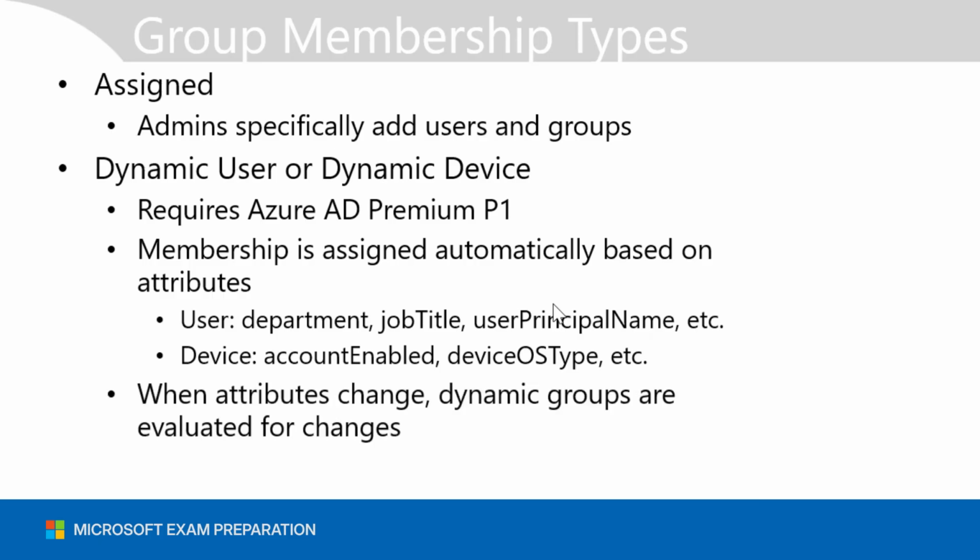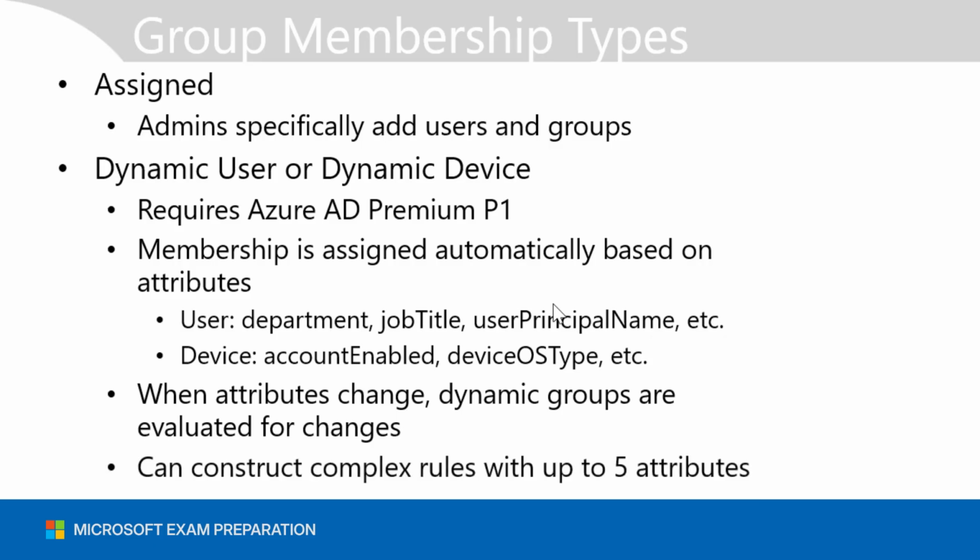The nice thing about dynamic groups is if the attributes change for the user object, the group membership automatically changes. So if you move a user to a different department or give them a different job title, then their group memberships would change automatically. That makes it much easier to manage. I'll show you the rules engine in a moment for this, but you can construct rules that look at more than one attribute. In fact, up to 5 different attributes for determining group membership.